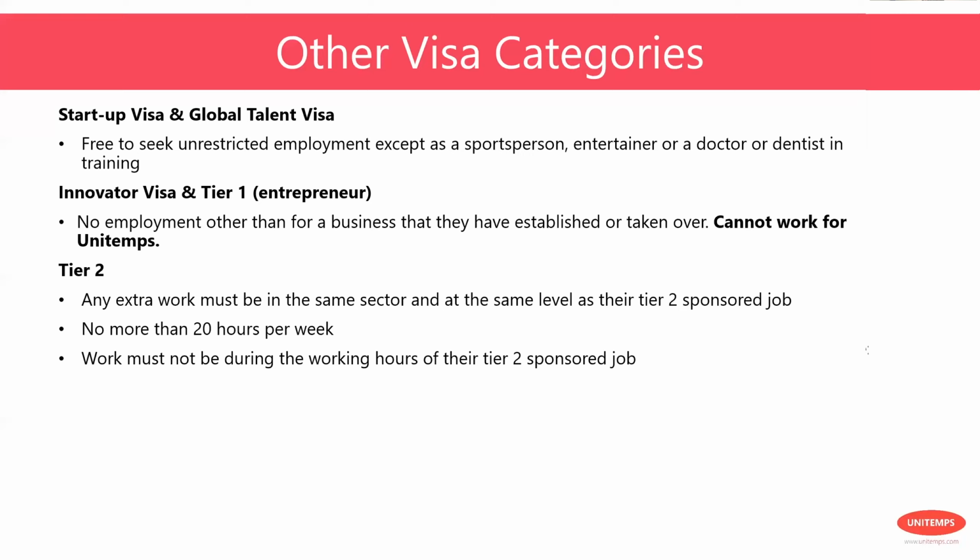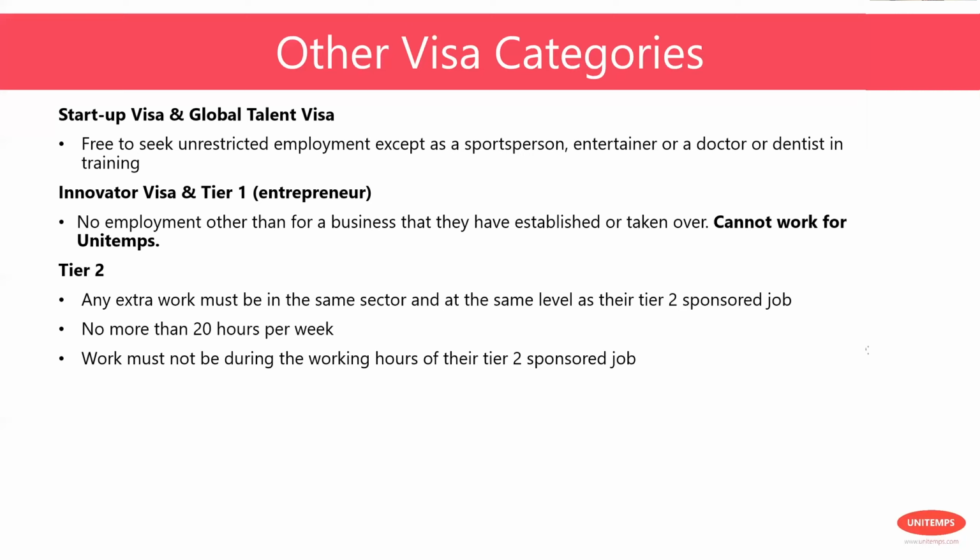So these restrictions: any extra work must be done in the same sector and at the same level as their tier 2 sponsored job. Sector you judge by what used to be called SOC codes, but I don't know what the official name for them is now. That will be in the skilled worker email that's coming out soon. So there are basically official government categories for the work that they're doing. And same level, so roughly the same sort of pay scale. So somebody who's been sponsored to come over and do some high-end computer programming can't get a side job waiting tables at a university cafe.